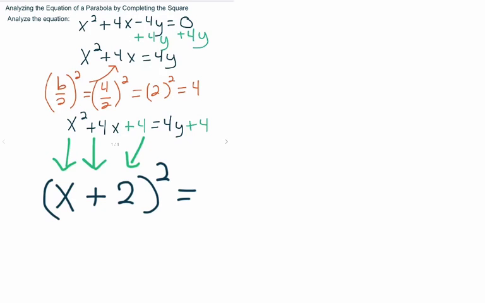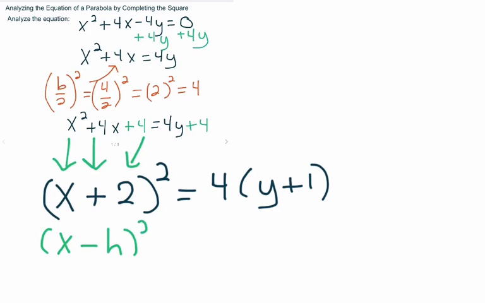We can take our 4y plus 4 on the right-hand side and factor a 4 out of both terms, so that we have 4 times y plus 1. So this is our equation for the parabola. We see that this equation is of the form x minus h squared equals 4a times y minus k.